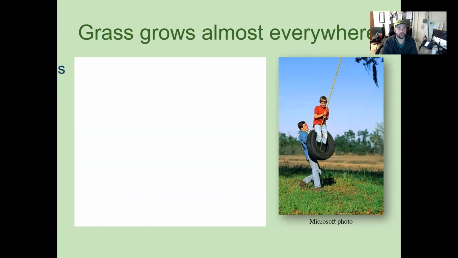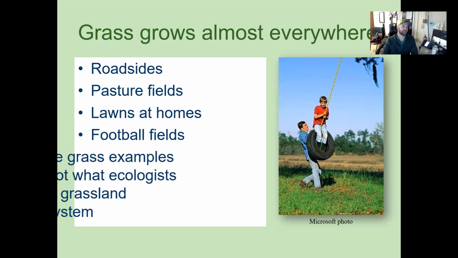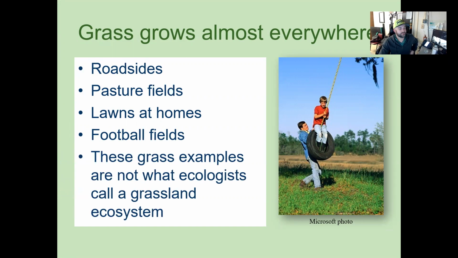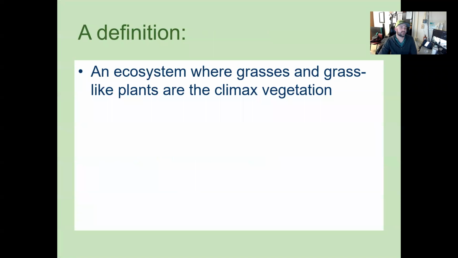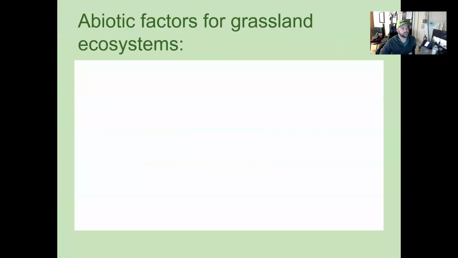So grass grows almost everywhere: roadsides, pasture fields, lawns and homes, football fields. These grass examples are not what ecologists call a grassland ecosystem. So what is grassland? By definition, it's an ecosystem where grasses and grass-like plants are the climax vegetation. There's typically no trees over top of it, has plenty of sun to get down to it, and plenty of area to get growth. So very few trees, most trees along rivers and streams.